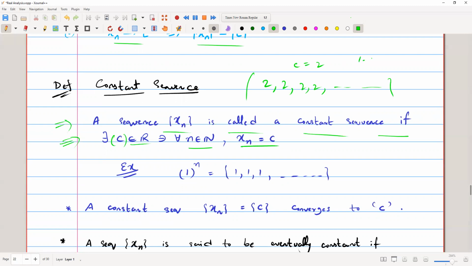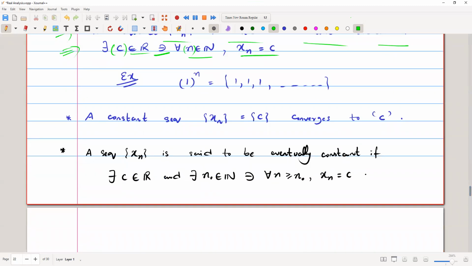And it might be 1.6, 1.6, 1.6 like this also, because we are saying that c belongs to the real numbers, such that for all n belonging to N. So whatever n I take here, I am going to get the constant term 2, 2, 2. It doesn't make any difference, the n here in these kinds of sequences. So we call it a constant sequence. An example is 1 to the power n equals 1, 1, 1, 1, 1.